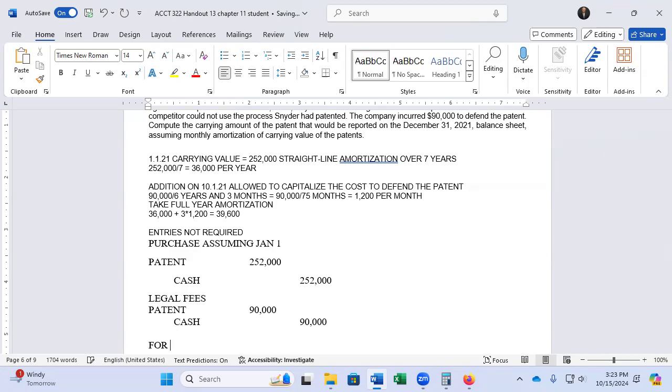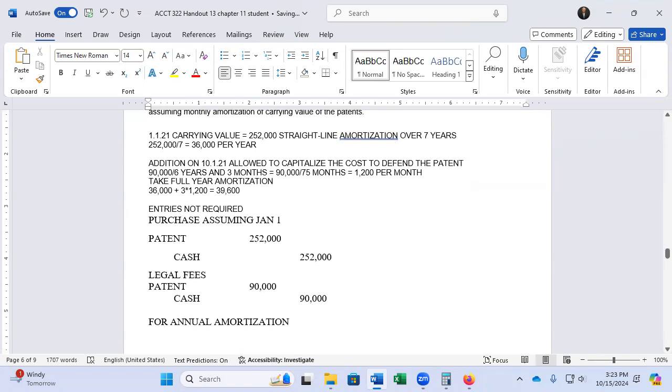And for annual amortization, you have amortization expense, 39,600, sorry. And patent, 39,600.